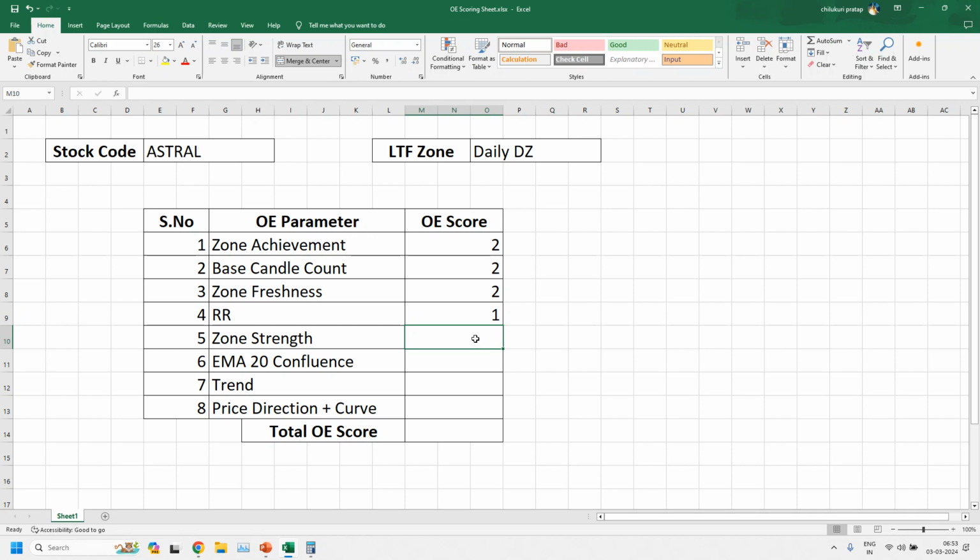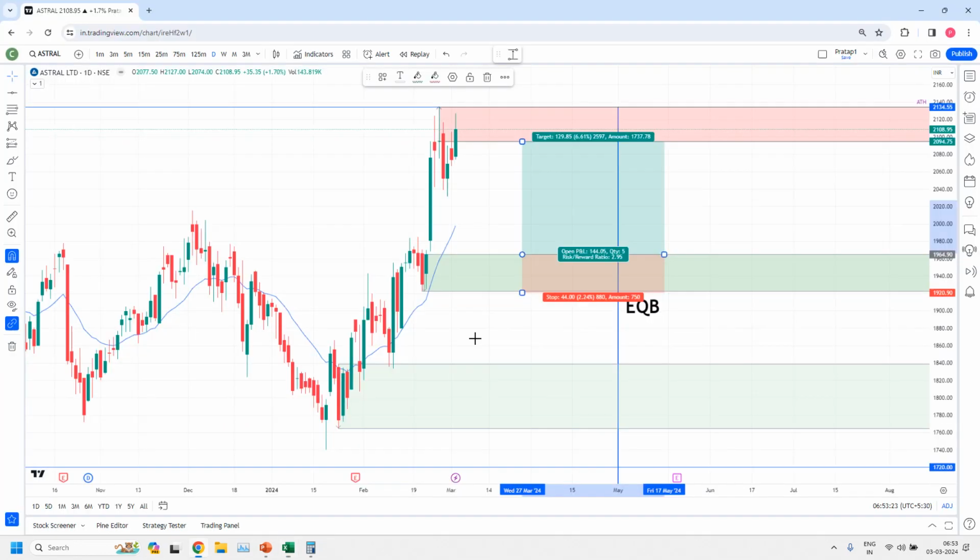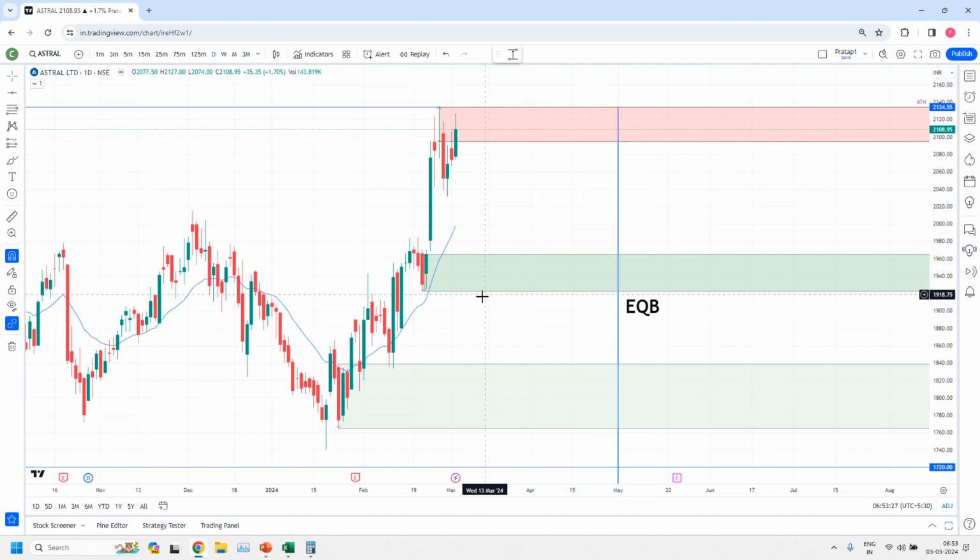What about zone strength? Now let me delete this. So what is this? A drop base rally with a pro gap. There is a pro gap. A zone having a pro gap is an excellent zone. We have to give the maximum score.